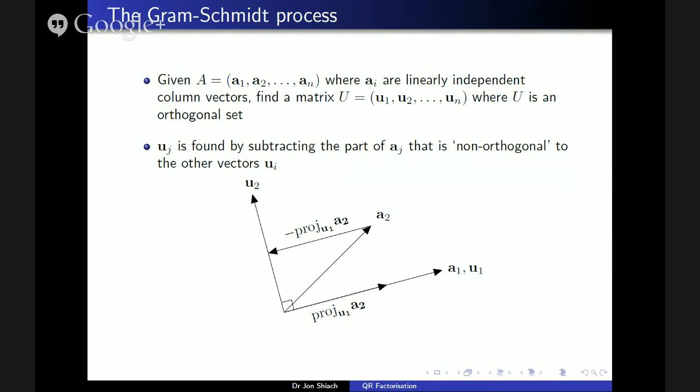For the next vector, we need it orthogonal to both U1 and U2, so we're going to have to subtract two projections. And we keep going until we've gone through all our vectors in A.